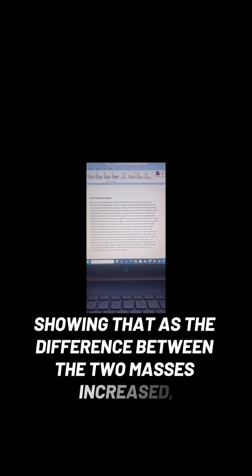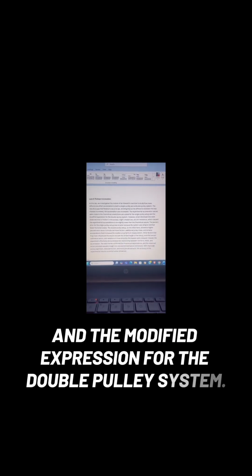Number 7, pulleys conclusion. In this lab, we investigated the motion of an Atwood's machine to study how mass differences affected acceleration in both a single pulley and a double pulley system. The results supported Newton's second law, showing that as the difference between the two masses increased, the acceleration also increased. The experimental acceleration values were close to the theoretical predictions calculated for the single pulley setup and the modified expression for the double pulley system.